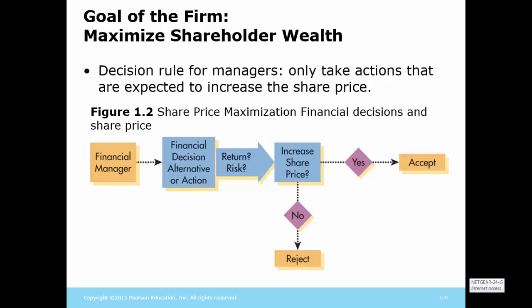So how does the decision rule work for managers? Well, financial managers have some decision they have to make. They have to analyze risk and return. We're going to discuss all of these as we go through the process. The next question is, after we've analyzed risk and return, how does that impact share price? If share price increases, then we accept the project. If it doesn't, we reject the project.